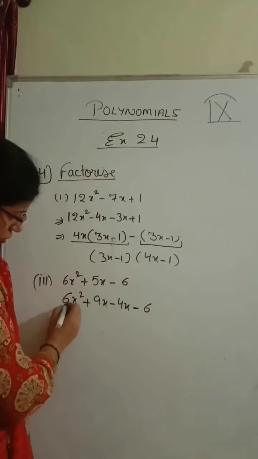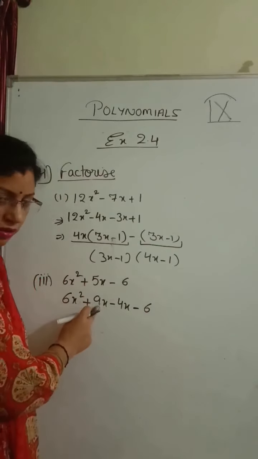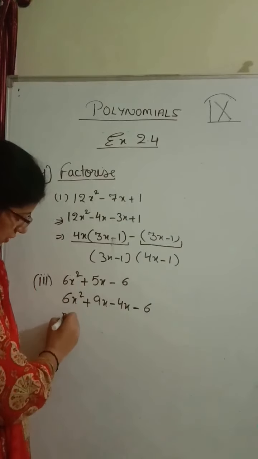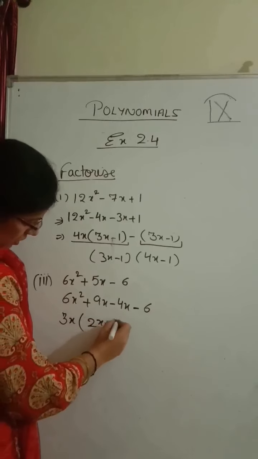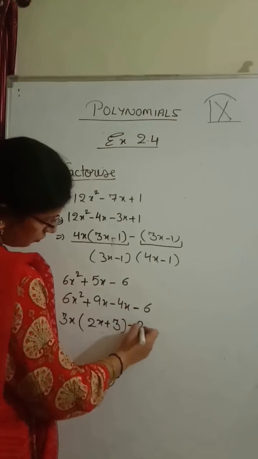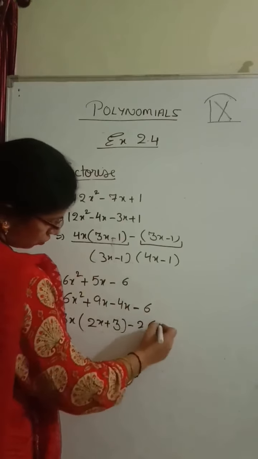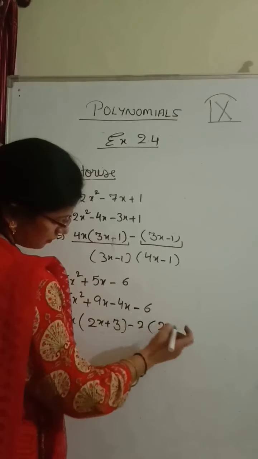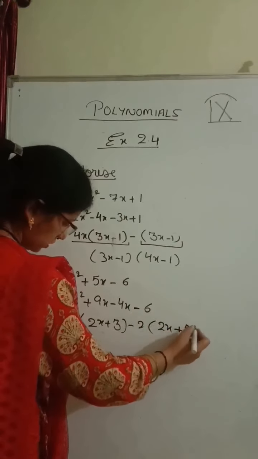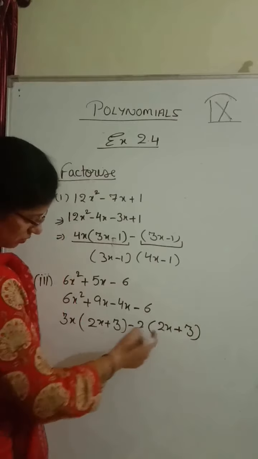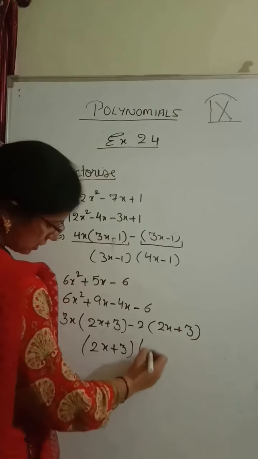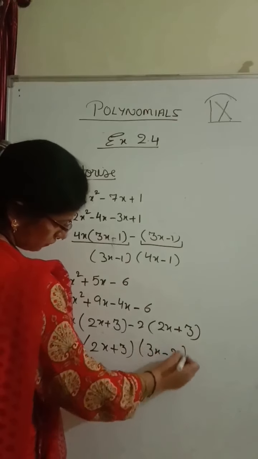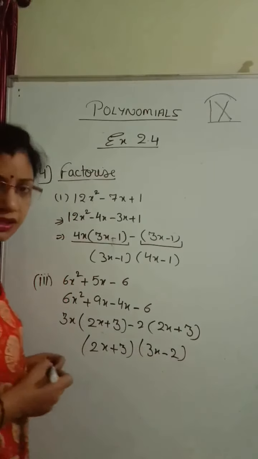From these two we have to take common, 6 and 3. We can take 3 common and x. 3 into 2 is 6, x plus 3 into 3 is 9. Minus. From here 2 common. So 2x, sign will get reversed if minus is common. 3 into 2 is 6. Two terms, 2x plus 3 is common. And what is left inside? Here 3x is left and here minus 2 is left. So this is your factorized form.